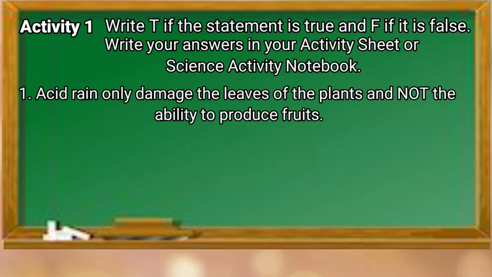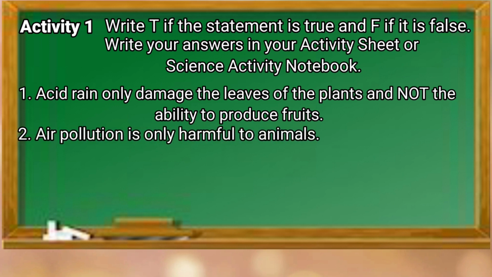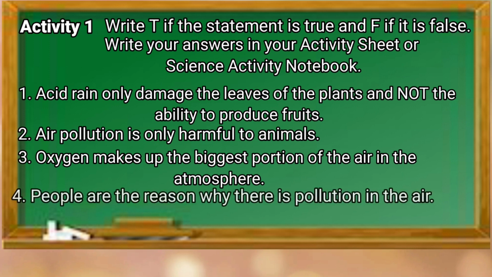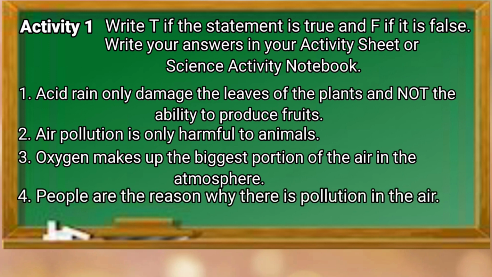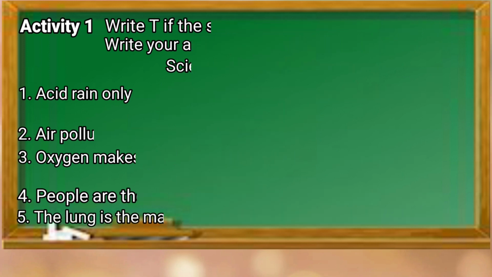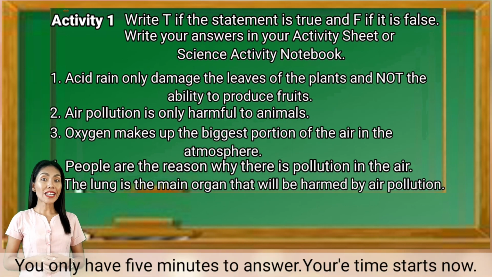First, acid rain only damaged the leaves of the plants and not the ability to produce fruits. Second, air pollution is only harmful to animals. Third, oxygen makes up the biggest portion of the air in the atmosphere. Fourth, people are the reason why there is pollution in the air. Fifth, the lung is the main organ that will be harmed by air pollution. You only have 5 minutes to answer. Your time starts now.